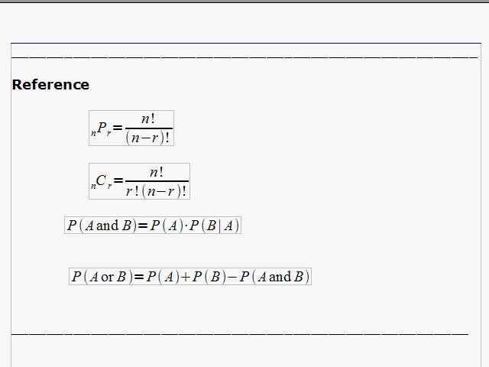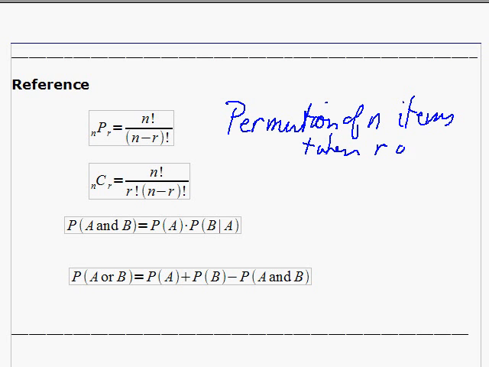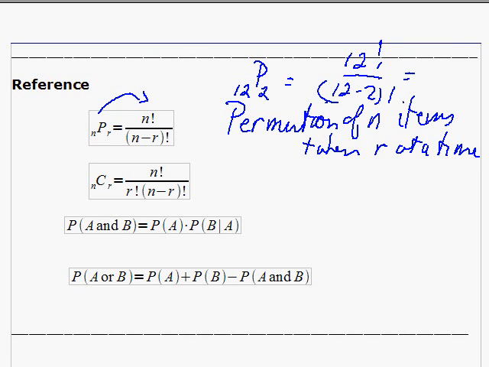The first one, you should remember, is your permutations. This is the permutation of n items taken r at a time. And then the formula is n factorial over n minus r factorial. So the permutation for, say, 12 objects taken 2 at a time is 12 factorial. See how the n goes up here, remember that. And then it's 12 minus 2 factorial. Looking at the parentheses, you have 12 factorial over 10 factorial.